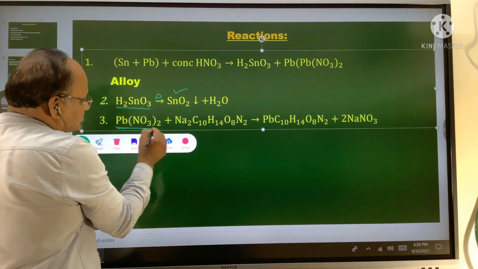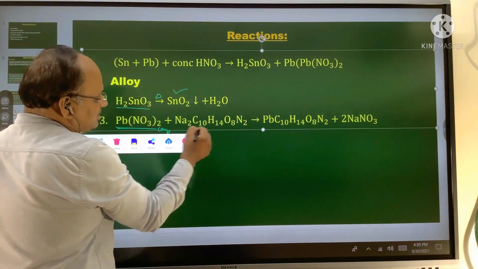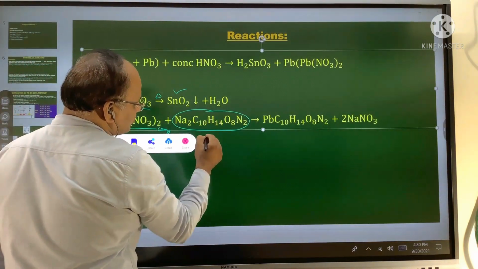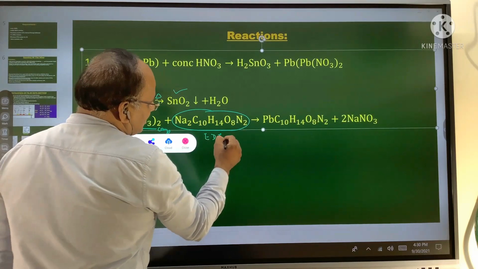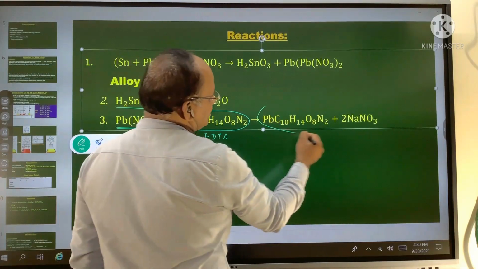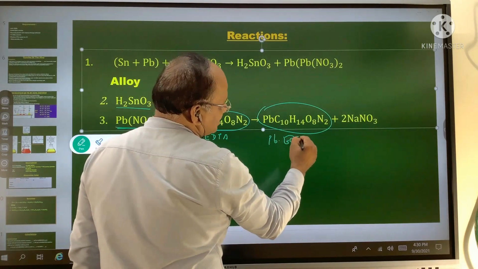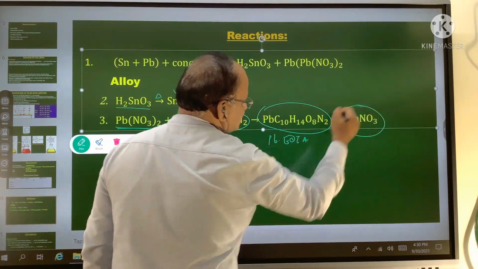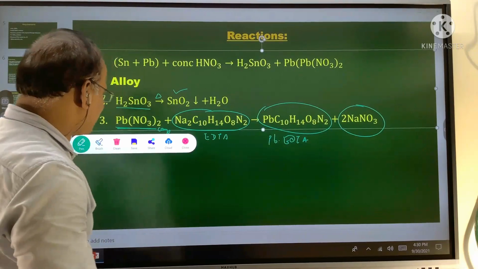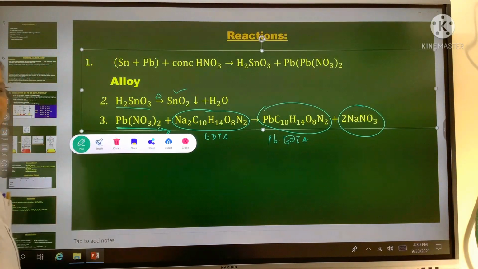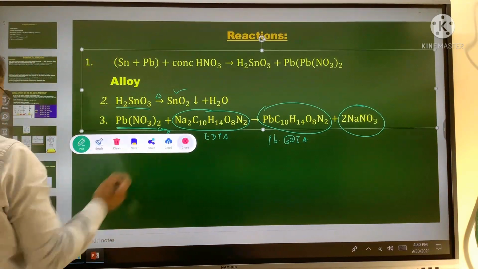Here the lead nitrate present in the aqueous solution reacts with the sodium salt of EDTA and forms the lead EDTA complex, and in that aqueous solution sodium nitrate will be present. You must remember that reaction.